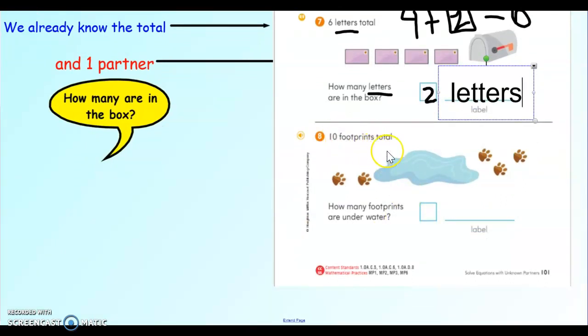So there's 10 footprints total. So if you wanted to use a math mountain, that would go at the top. And then how many footprints can you see? Count them. 1, 2, 3, 4, 5.